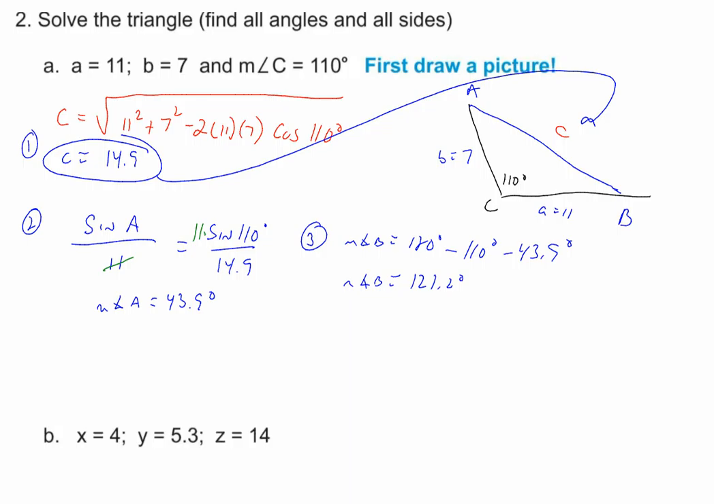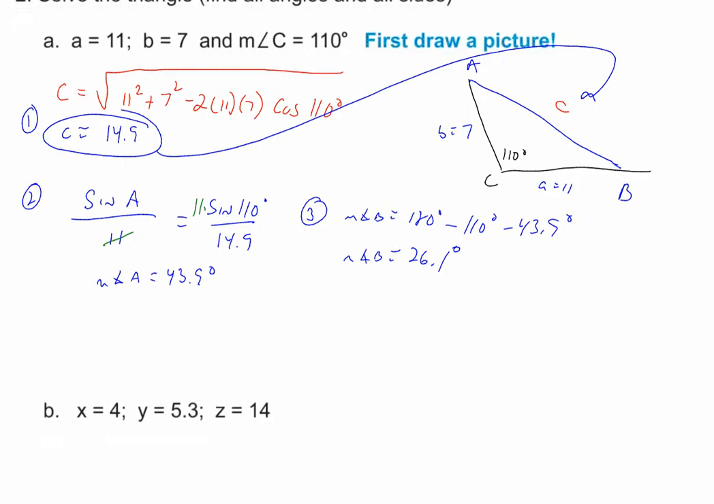121.2? No. 126.1? What in the world? Oh, yeah, it can't be 1, brother. Oh, I love it. I already used 110. What is the answer? 26.1. What in the world am I looking at? I have no idea. 26.1. Beautiful. All right. Great. So 180 minus 110 minus 43.9.